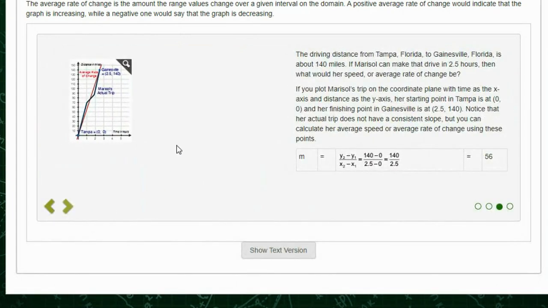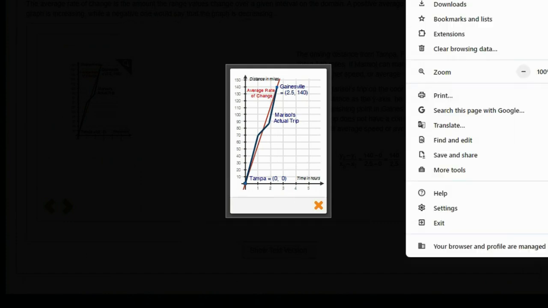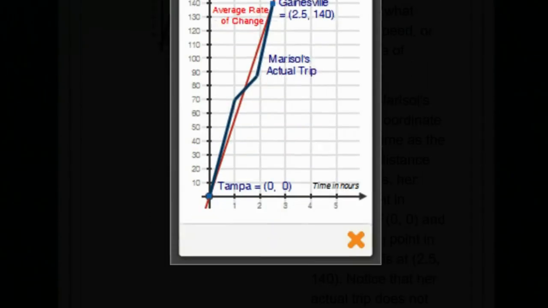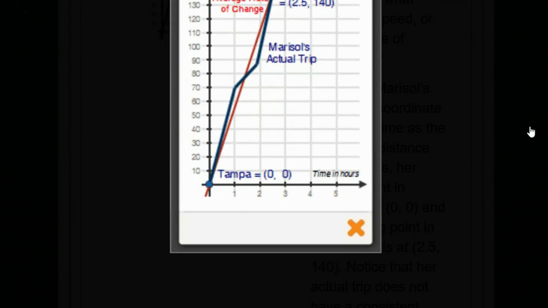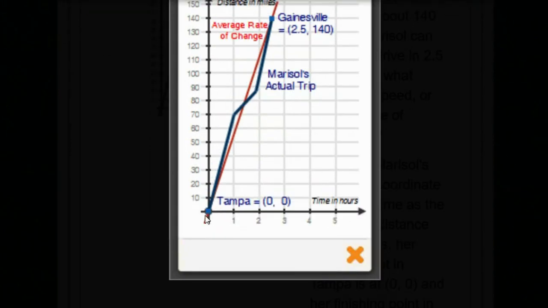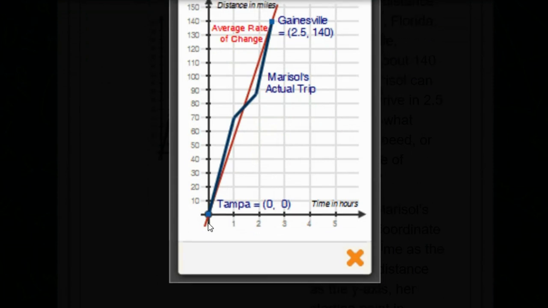The driving distance from Tampa to Gainesville, Florida is about 140 miles. So if we look at Marisol's little map here, which I wonder if I can make bigger. So we look at this map of Marisol's trip. Okay. Starts in Tampa. And as we can see by the blue, she's driving in the first hour, because this is the time in hours on the bottom. The first hour, she makes it 70 miles. So she's driving 70 miles an hour at the beginning of the trip.